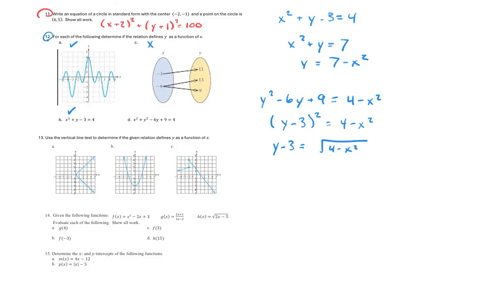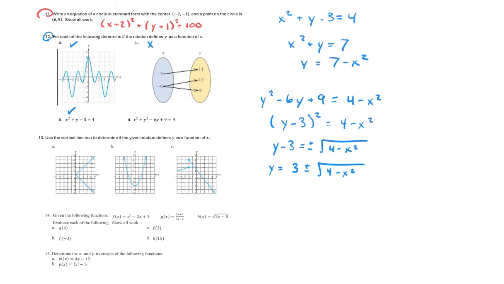But whenever I take the square root, remember one thing that we always need to do is put a plus or minus. So then if I finish solving for y, I get that y equals 3 plus or minus the square root of 4 minus x squared. Okay. Now we should start seeing alarm bells here. Because if I plug in, let's just say 0 for x.